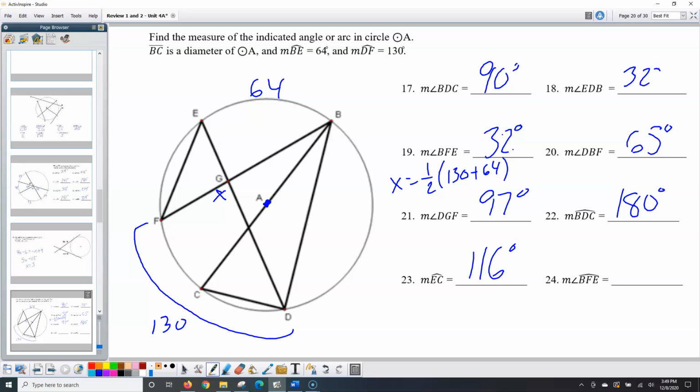And angle BFE, it says angle and arc. That's dumb. Let's make it an arc. What do you say? Arc BFE. That goes from all there. 360 minus 64 is 96.